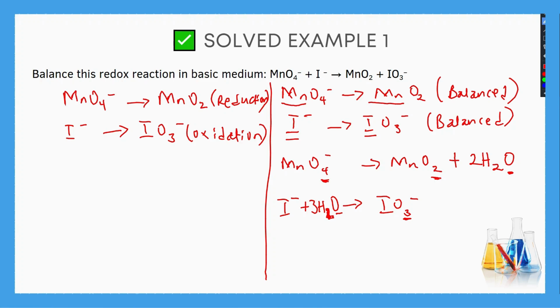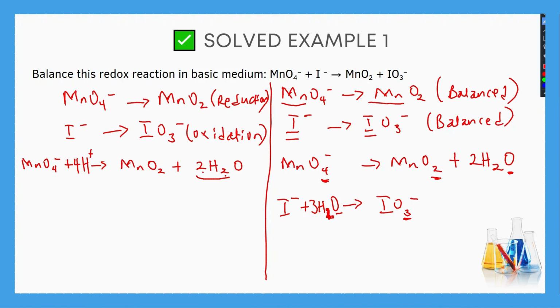Next rule now says balance hydrogen using H plus ions. So for the reduction half, we have MnO4 minus giving us MnO2 plus 2H2O. So now, how many atoms of hydrogen do we have? Over here, we have 2 times 2, which gives us 4 atoms of hydrogen. So automatically, we need to add 4 hydrogen ions on the other side to balance it. Did you see how that was done?